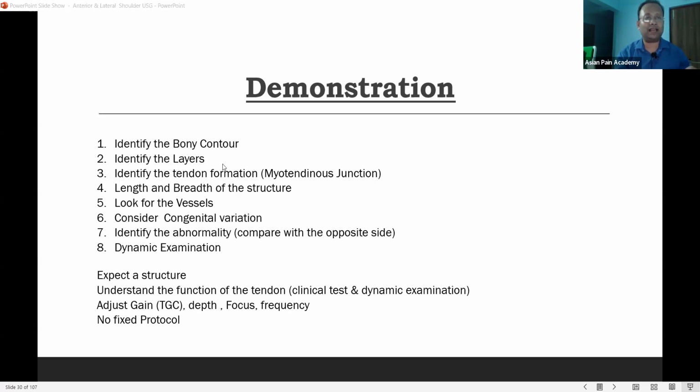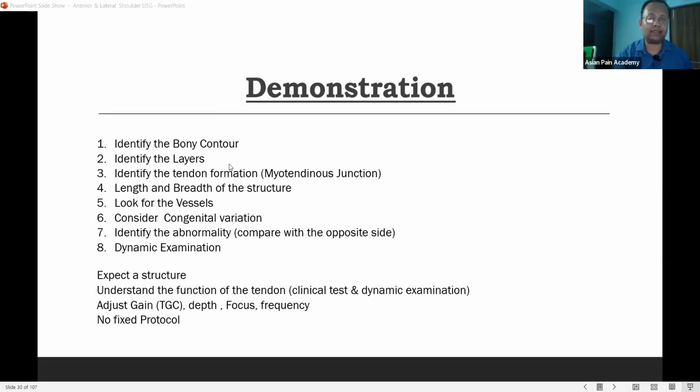Now identify the layers. While we will be in the demonstration part, when we see the muscles, we should identify the layers. Then only will we know which muscle we are seeing. Then identify the tendon formation, the myotendinous junction, up to the tendon, the myotendinous junction, and the part of the muscle which is seen; we must see.